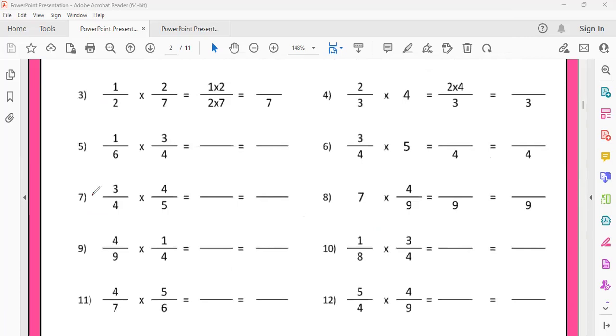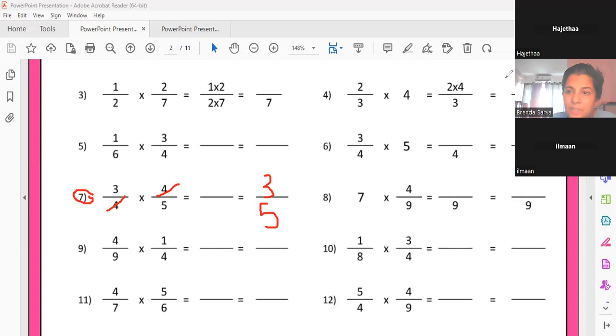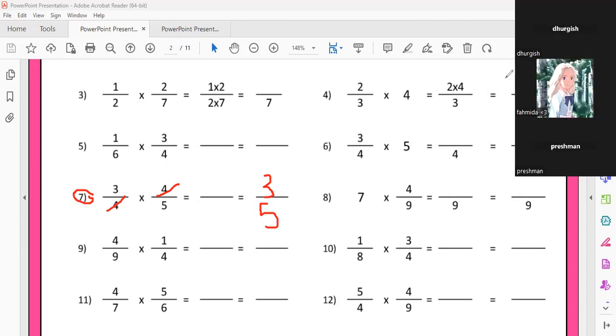Okay, all of you, do question number 7. You can see the 4 there. So which means this can be cancelled off. Do you understand? What's your answer? Put in chat. It's very easy, right? You look at it, you know already. Yes. 3/5. Okay. Who can understand this? Can I have a thumbs up? Prishman, Ilman, Hajita, Gideon, Durgesh, Famida. Okay?